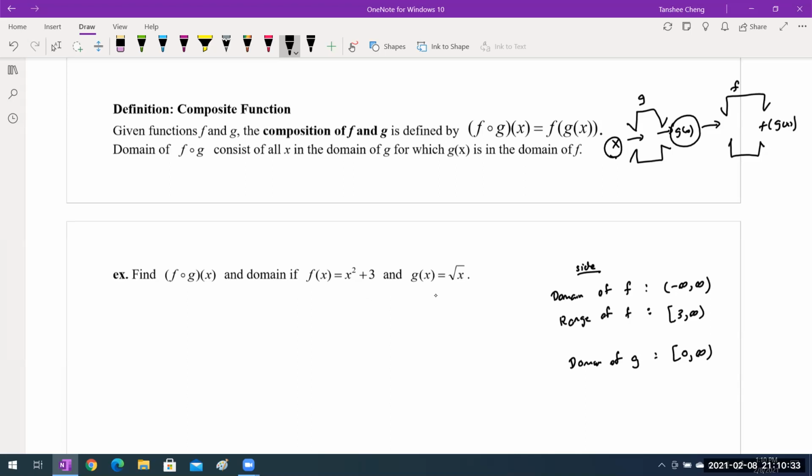So if I talk about f composed g of x, this is simply saying the f function, where the input is the g function. So the f function's input is the g function, that is square root of x. And where are we substituting the square root of x? We are substituting the square root of x into x squared plus 3, which is the f function.